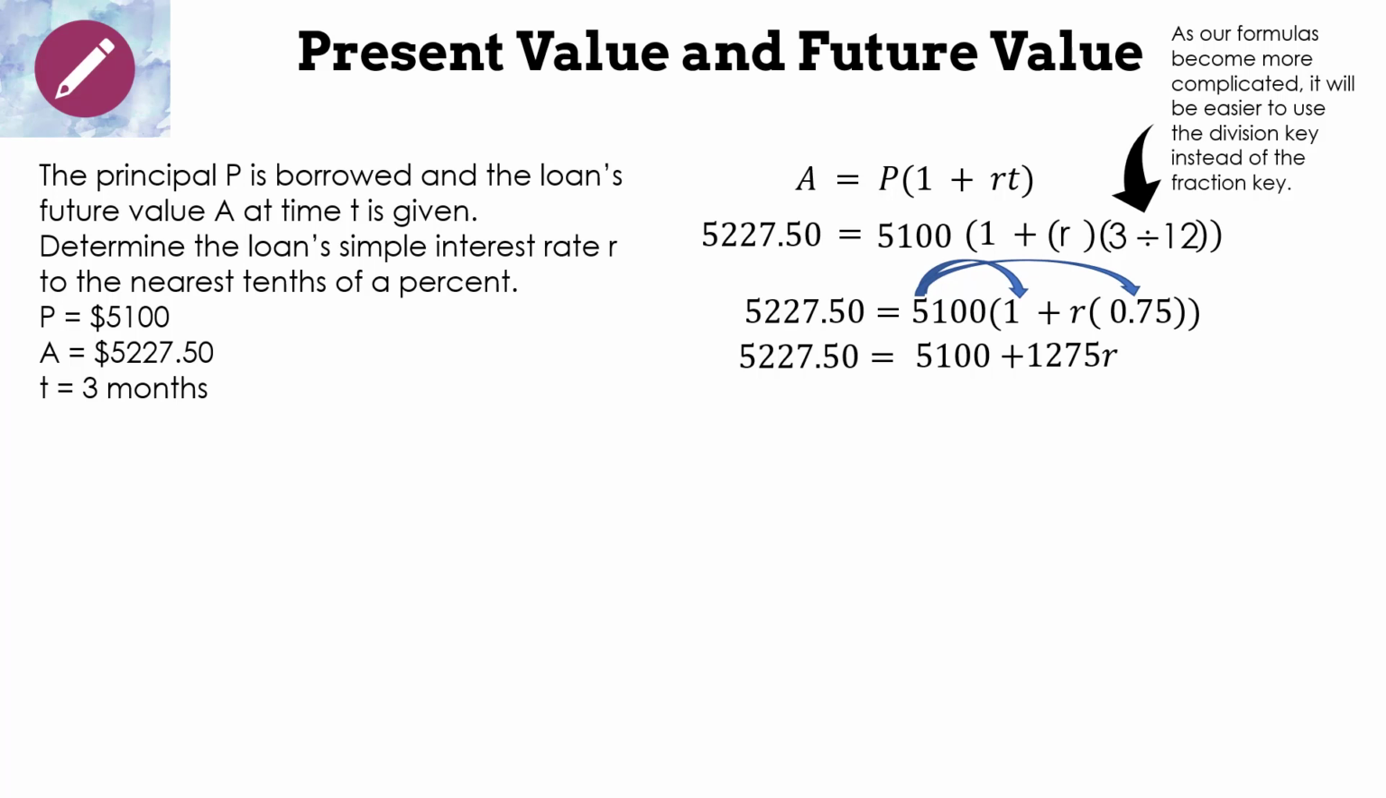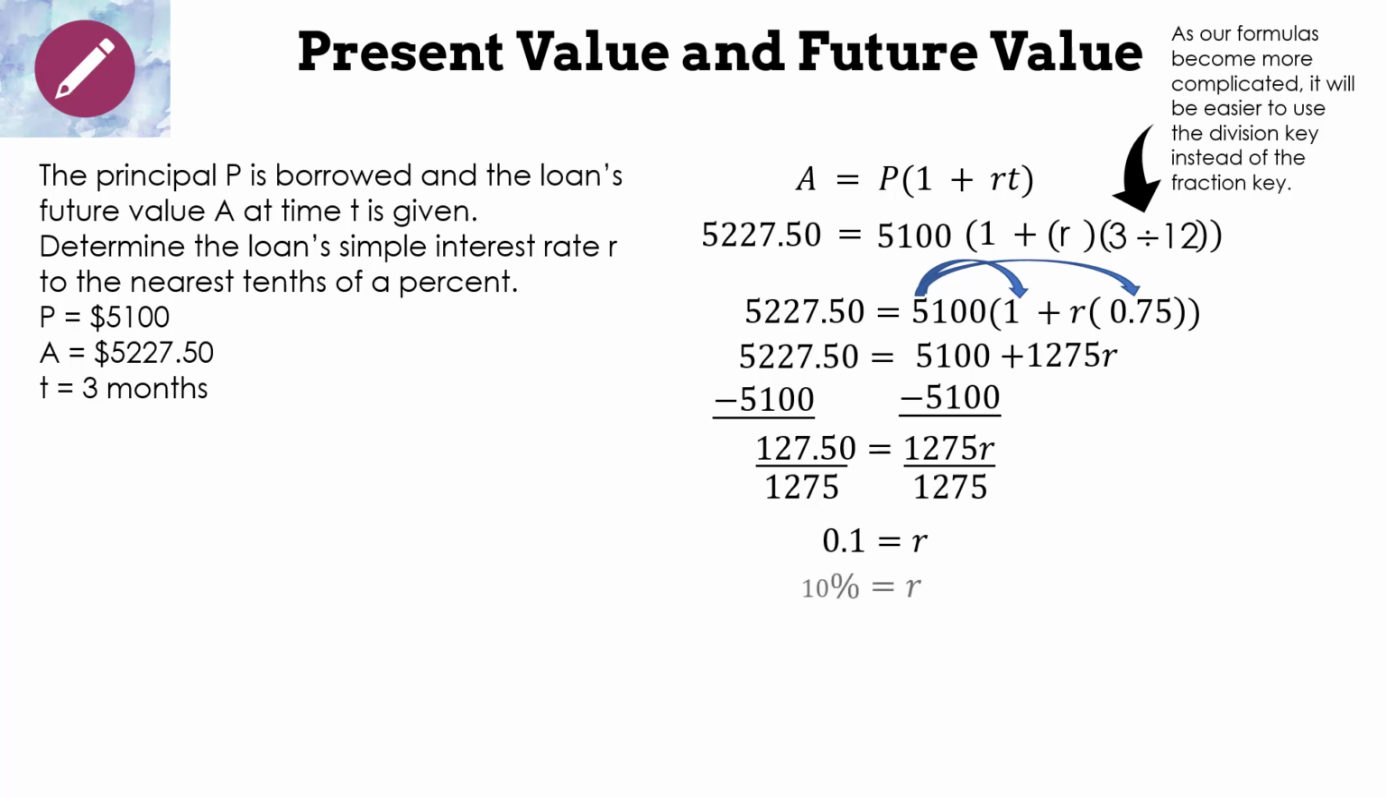So we need to get R by itself. So I'm going to subtract 5,100. Now I really need to get R by itself. So I'm going to divide by 3,825. This gives us a rate of 0.1. But not yet, because we have to change the decimal to a percent. And that gives us 10%.